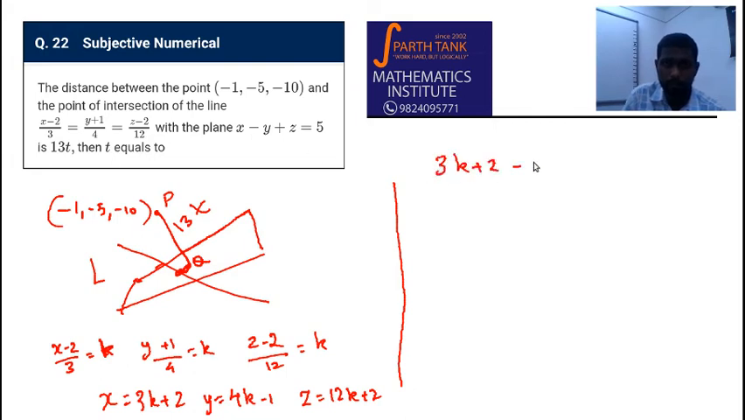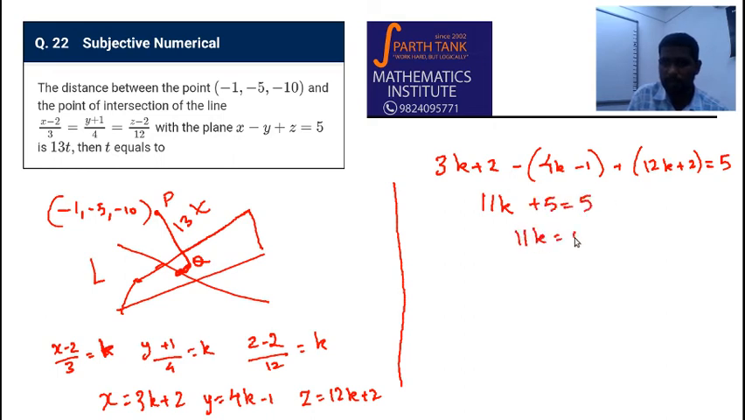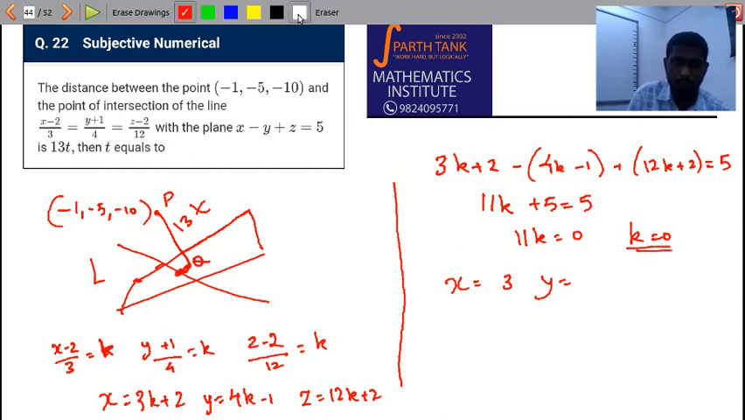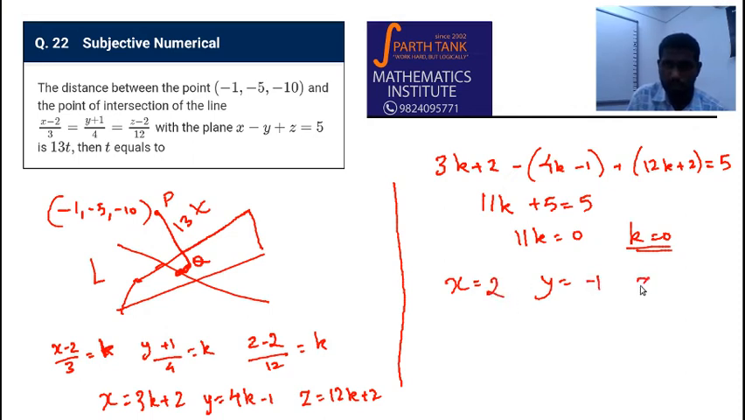3k plus 2 minus 4k minus 1 plus 12k plus 2 is equal to 5. You are substituting the point in the plane to find the point of intersection. So this becomes 3k minus 4k plus 12k, which is plus 11k. 2 plus 1 plus 2 is 5, and that is equal to 5, so 11k is 0, k is 0. Therefore the point is x is 2, y is minus 1, z is 2.